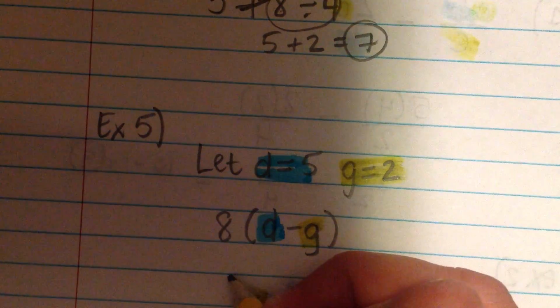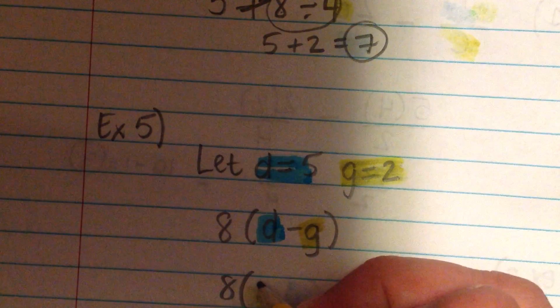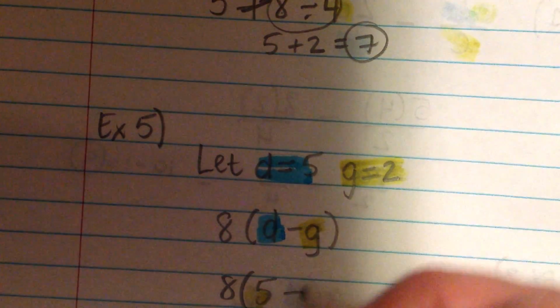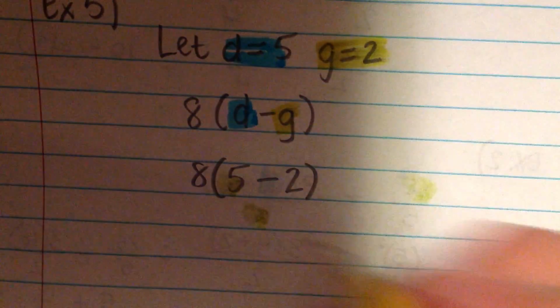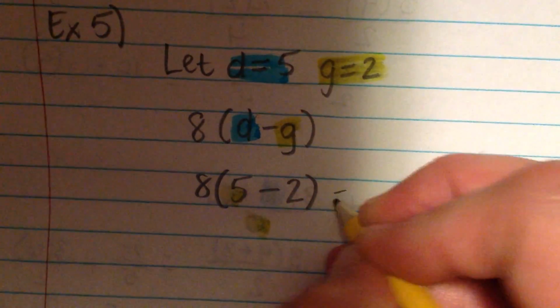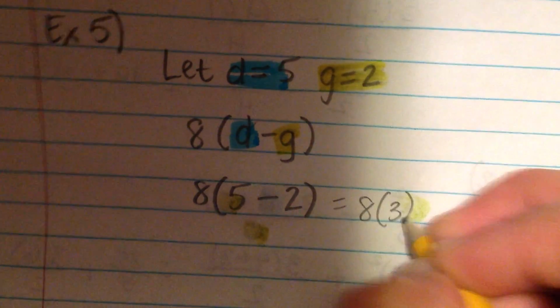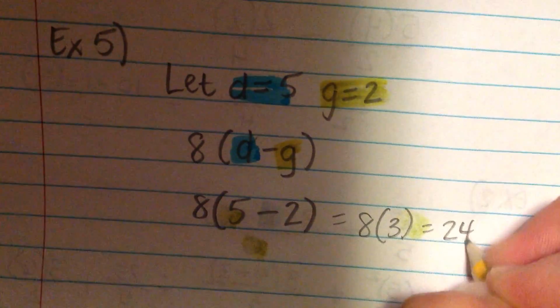So let's substitute. 8 times the quantity D, which is 5, minus G, which is 2. I do what's inside the parentheses first. 5 minus 2 is 3. So that's 8 times 3, which is 24.